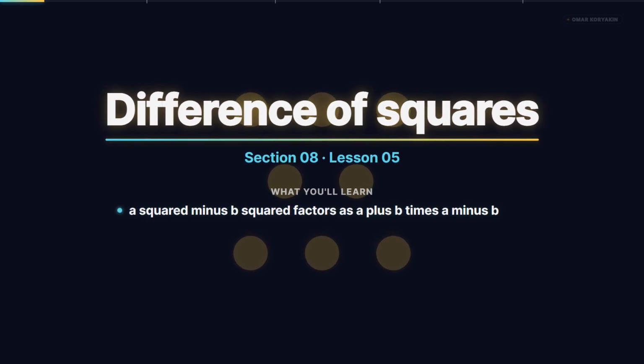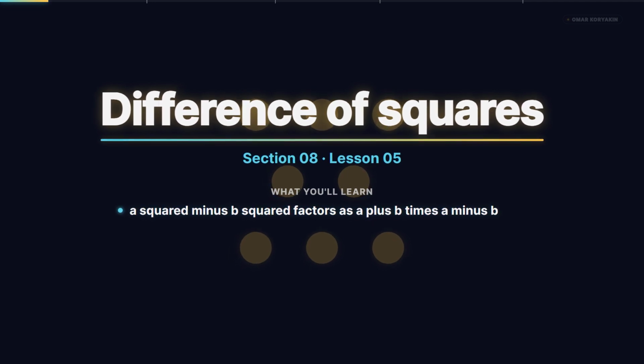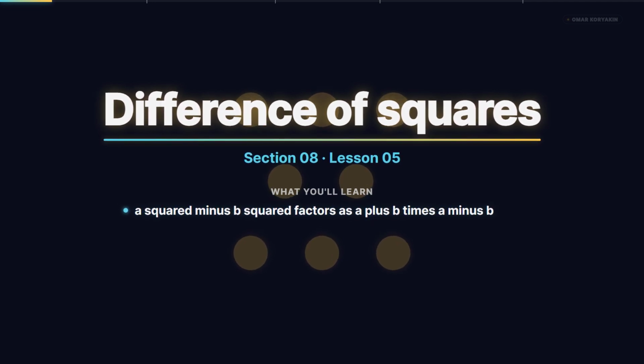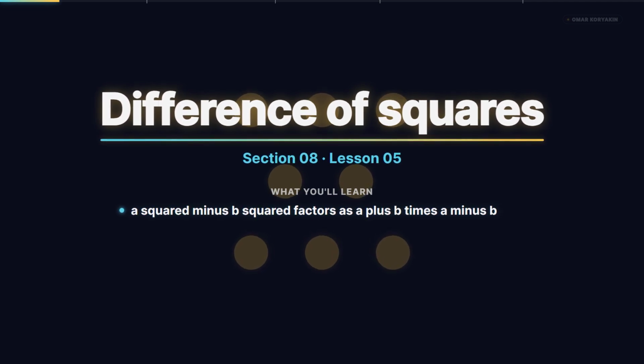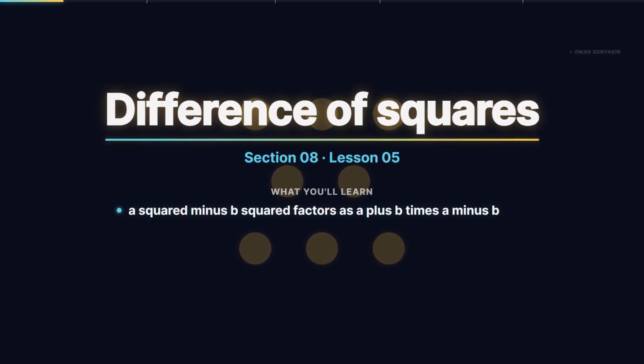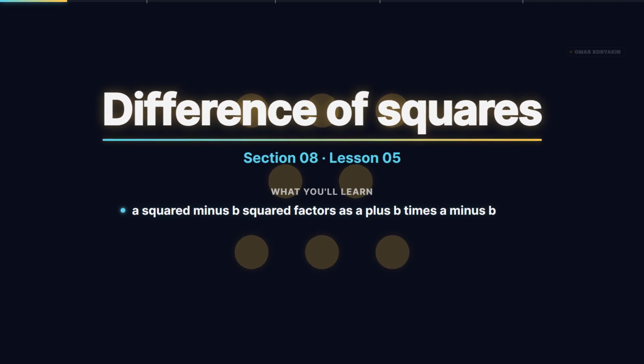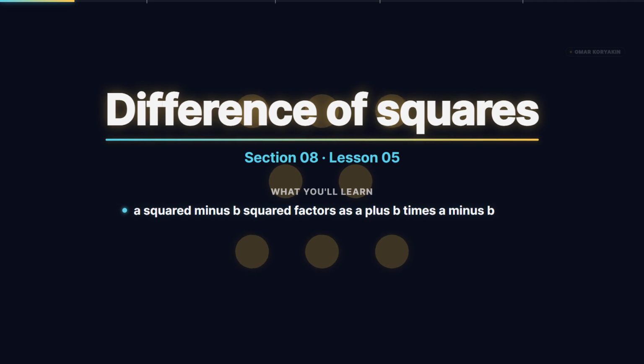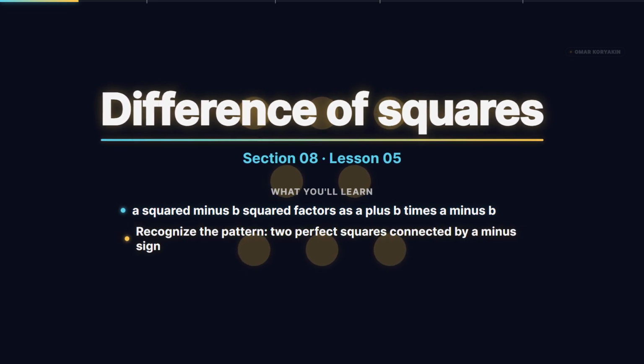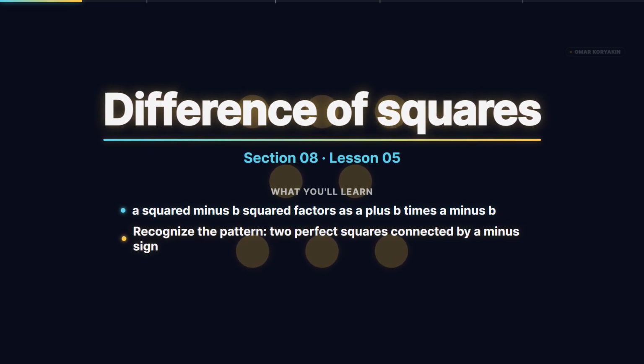The formula is a squared minus b squared equals a plus b times a minus b. Read it from left to right. Any expression that looks like a square minus another square factors into the sum and difference of those two square roots. The pattern requires both pieces to be perfect squares and the sign between them to be subtraction.